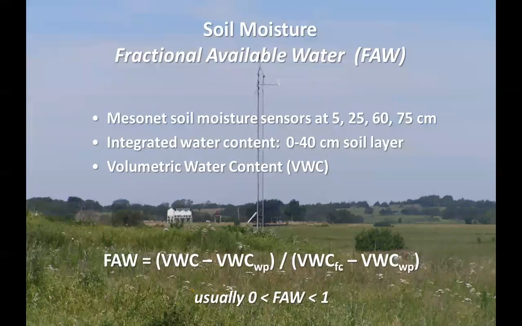We looked in particular at a variable called fractional available water, in particular in the 0 to 40 centimeter soil layer. Because Mesonet has soil moisture sensors, we have an ideal system to actually calculate soil moisture in Oklahoma. And this fractional available water typically goes from 0 to 1. If it's 1, that means the plant has all the available water, it's at field capacity. If it's at 0, that means it's currently at the wilting point, so the plant actually has no water to work with.